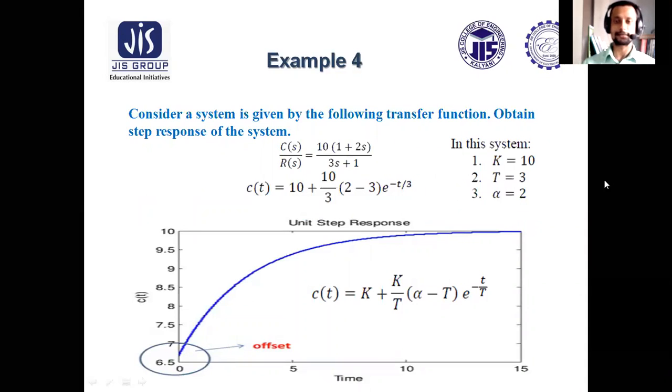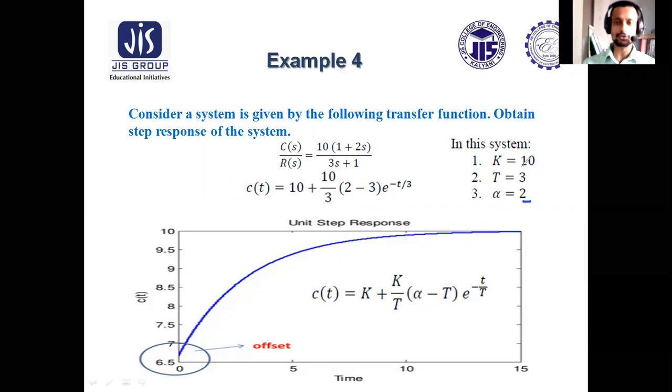Now let us consider this case. Here a system is given with a zero term. As we derived the expression for C(t) for a system with a pole, similarly you can derive this expression for the output, where C(t) equals this. The general expression was C(s) by R(s) equals K into (1 plus alpha s) divided by (sT plus 1). By comparing with the general equation, K equals 10, alpha equals 2, and T equals 3.